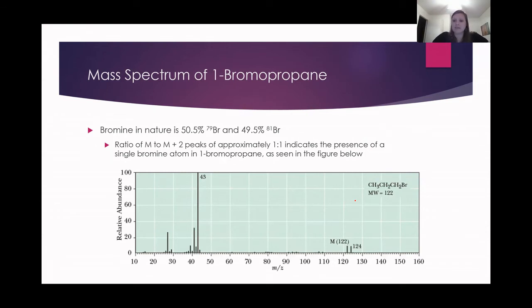Bromopropane is similar. So we've got an M+2 peak at 124, our M+ peak at 122, and that's our molecular weight of our molecule. Our base peak here is at 43, which corresponds to CH3CH2CH2 with a loss of that bromine.